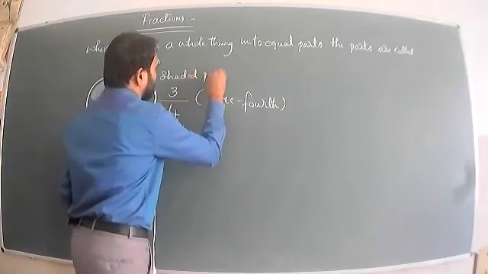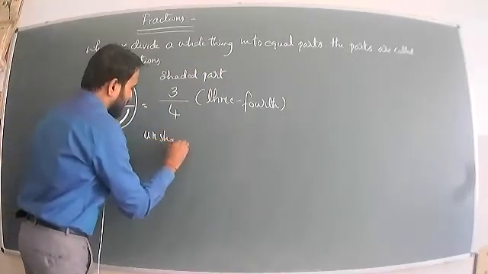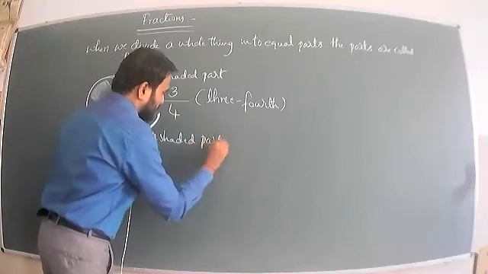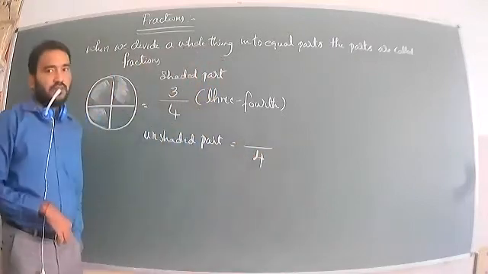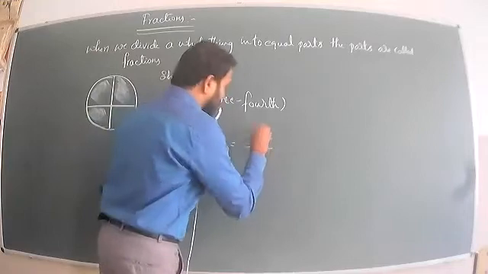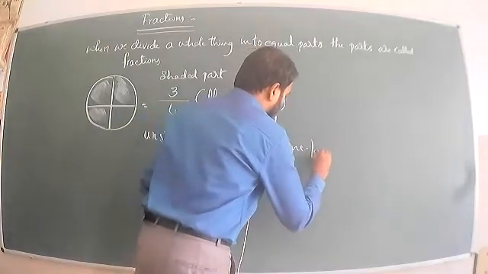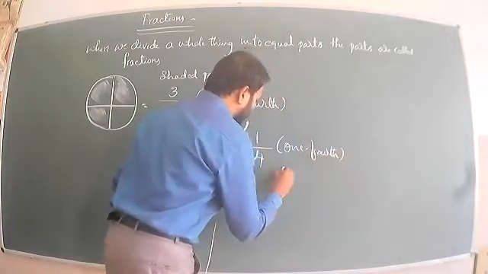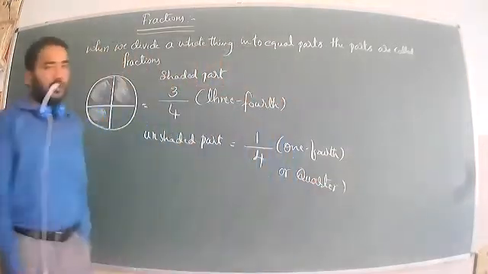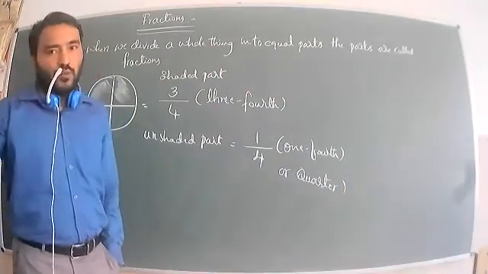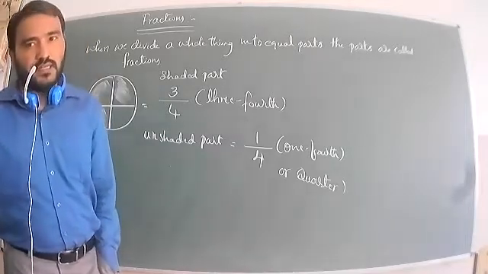Next, we should write the unshaded part. We write the total number of parts in the whole as the denominator. Then how many parts are not shaded? It is 1 by 4. We call it 1/4, or we can call it a quarter. We know 1 by 2, 1 by 4, 1 by 3. This type of fraction, writing and reading of fractions, we have already learned in the third standard.